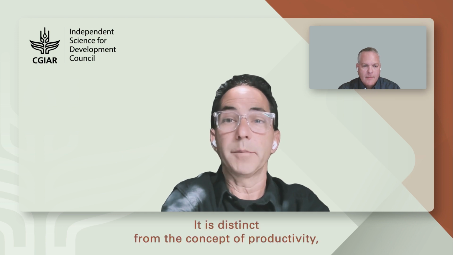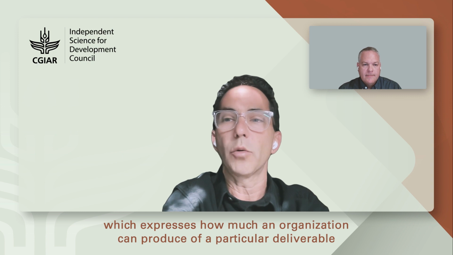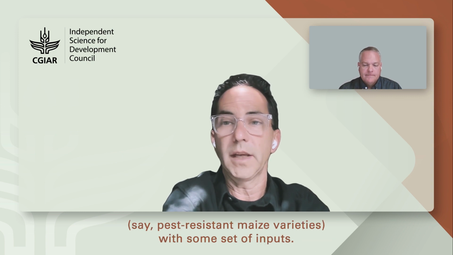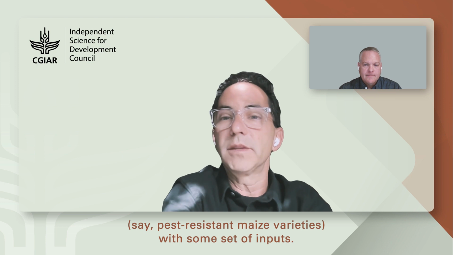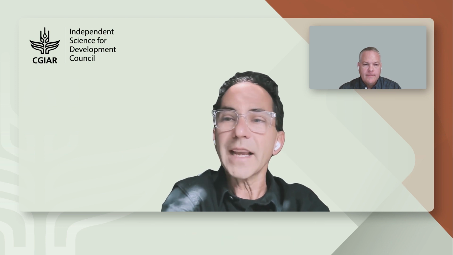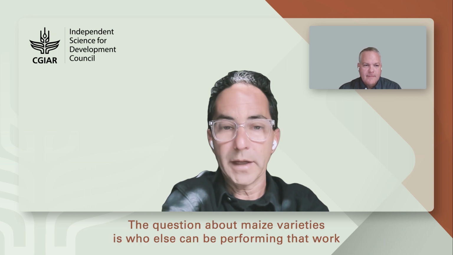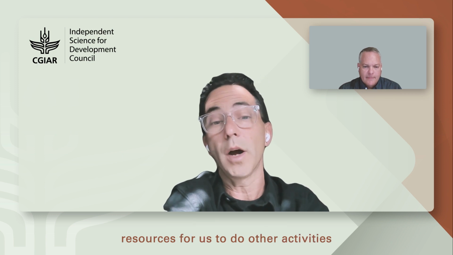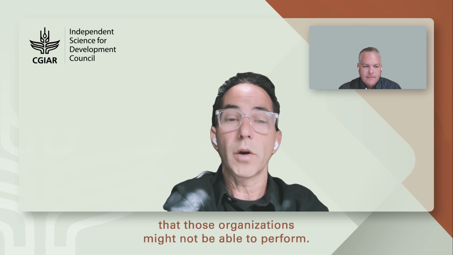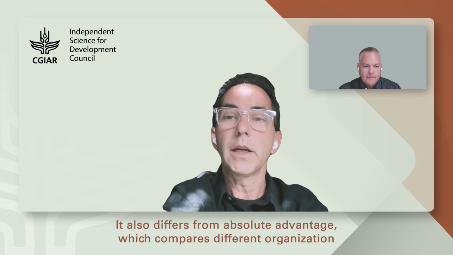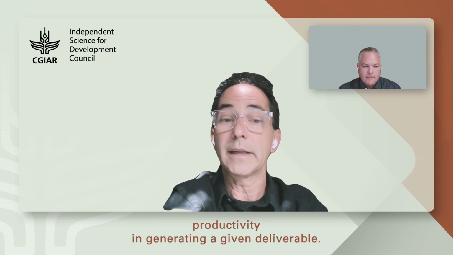It is distinct from the concept of productivity, which expresses how much an organization can produce of a particular deliverable, say pest-resistant maize varieties, with some set of inputs, say funding and time. It does not concern or pay attention to the deliverables of other organizations. The question about maize varieties is who else can be performing that work and whether they are better suited to do that work to free up resources for us to do other activities that those organizations might not be able to perform. It also differs from absolute advantage, which compares different organizations' productivity in generating a given deliverable.